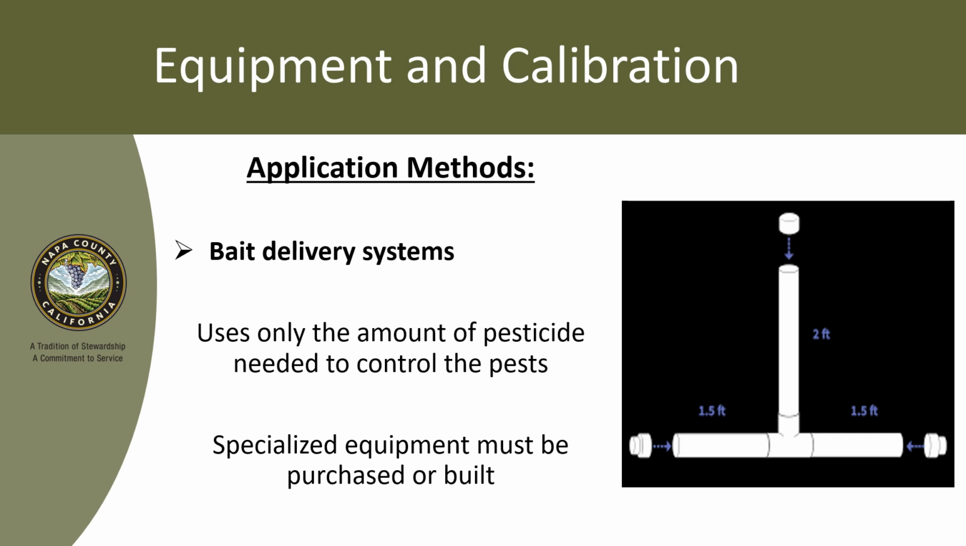Bait delivery systems. The great thing about this is that you're only going to use the amount of pesticide that you need to control the pest. You're not doing some massive broadcast of baits. So it's very effective that way and safe. But you've got to build the thing. You have to either purchase this equipment or build it yourself.